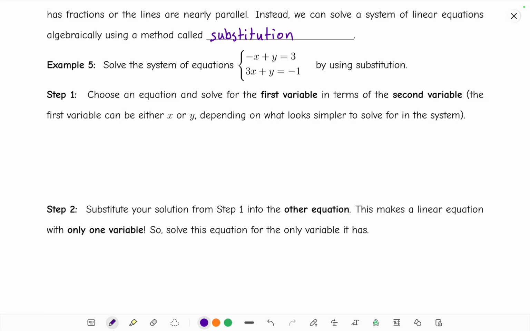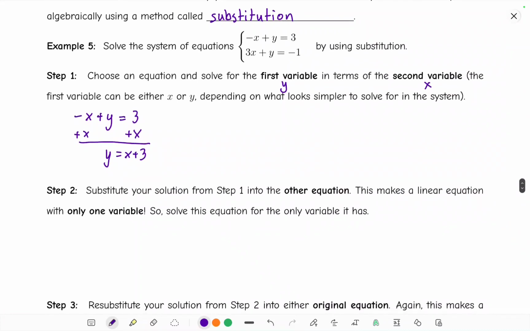So in this example, let's just choose the first equation. And let's choose the first variable to be y and the second variable to be x. Doesn't always have to be that way though. So I'm going to solve for y. So I add x. Y equals x plus 3.